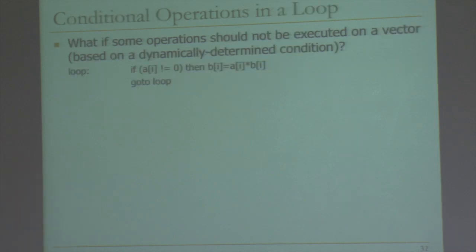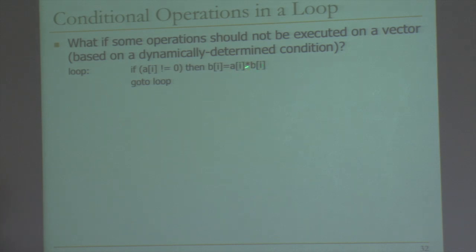OK. So that's one thing that improves programmability. The second thing that improves programmability significantly is to allow conditional operations. That's through the vector mask register. And I guess I'll describe this, and then we'll take a quick break. So what if some operations should not be executed on a vector based on a dynamically determined condition? This is one example. I use goto here. Don't ever use them, but I just use them for illustration purposes.